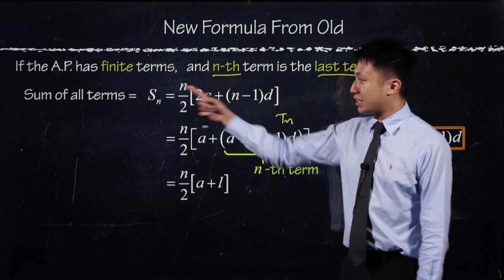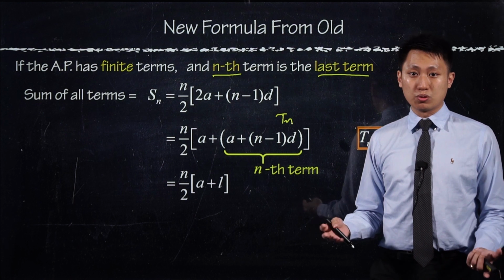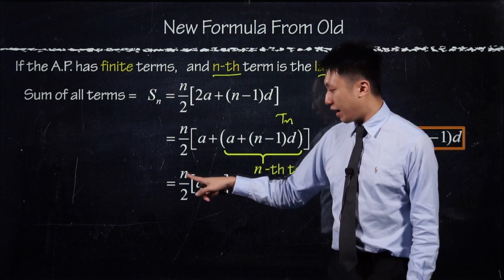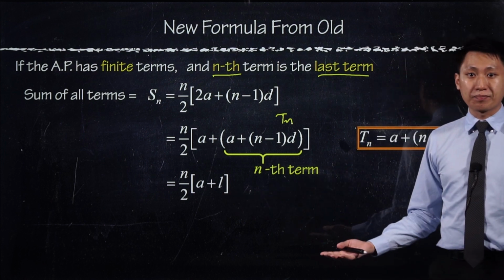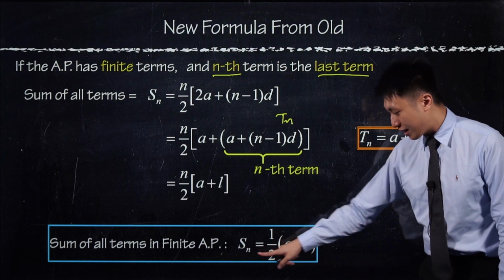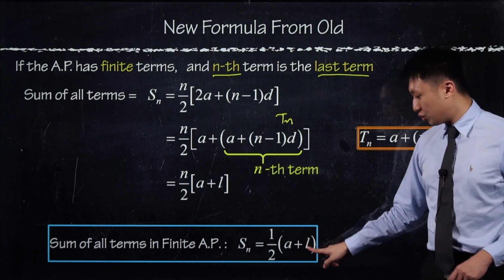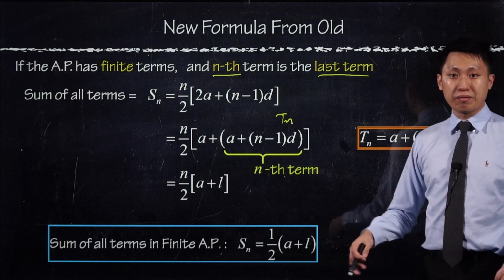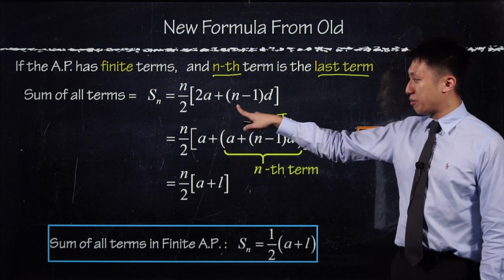If you want to find the sum of all the terms for a finite arithmetic progression, and you know the value of the first term and the value of the last term, then you just take n divided by 2 times the first term plus the last term. That's what we have here. So the sum of all terms in a finite AP is Sn equals n over 2 times (a plus l). This is used when you know the last term value. It's a simplified version of the other formula, but you will definitely need to use it, so remember both.